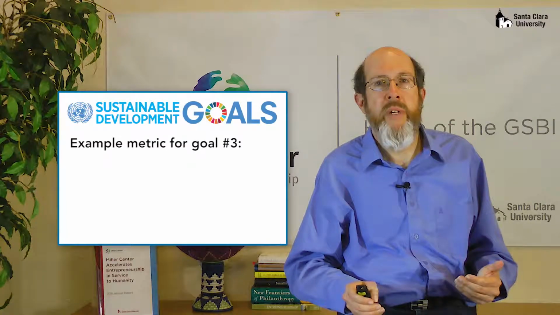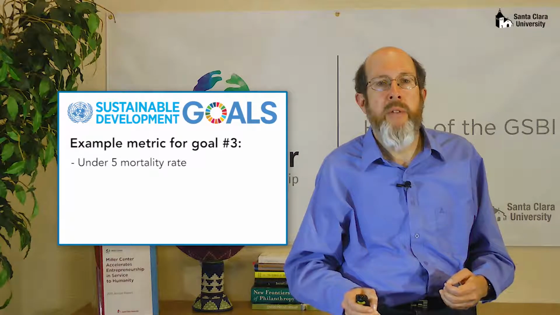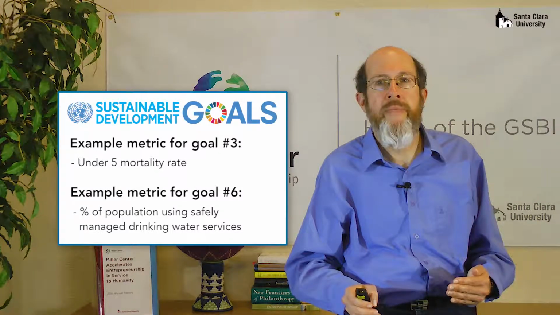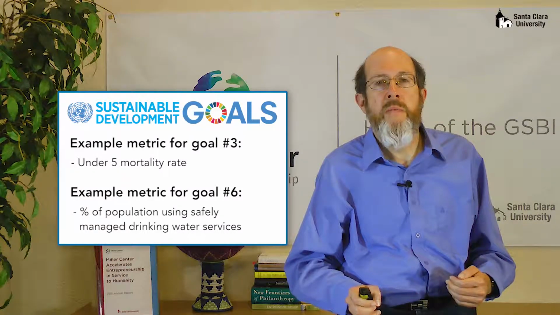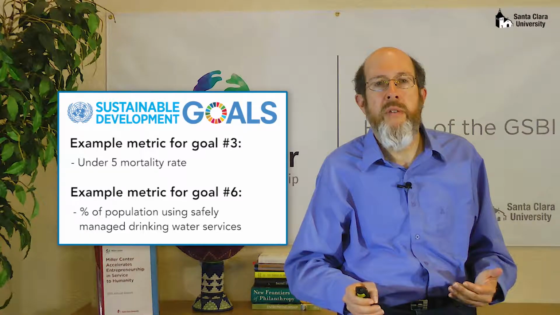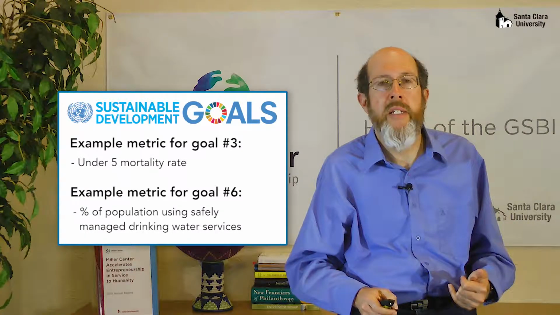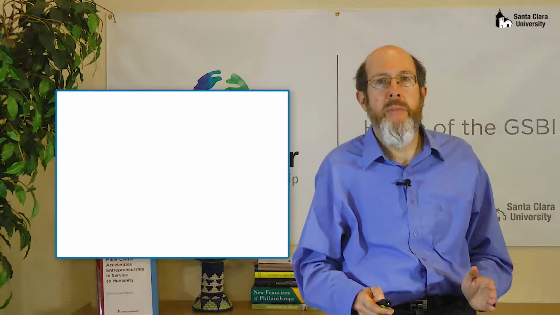Some examples that you'll find under Sustainable Development Goal number 3, under-5 mortality rate. In Sustainable Development Goal number 6, you'll find proportion of population using safely managed drinking water services. So pretty much any social enterprise providing drinking water can and probably should link to that goal as an impact metric.